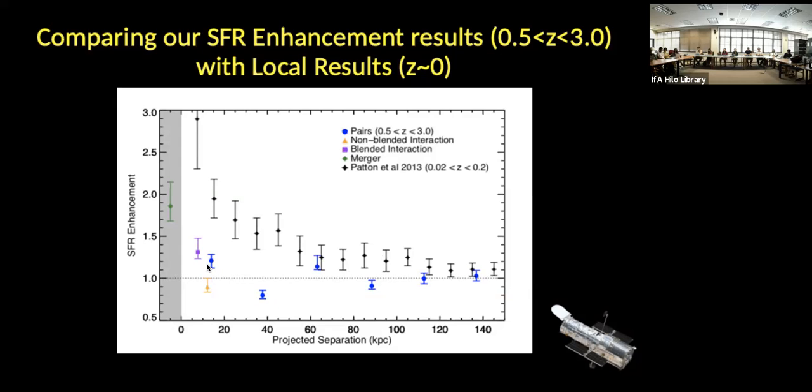Again, this is similar to what binary simulations suggested, where if you go from redshift 0 to somewhat higher redshift, the level of enhancement that you see in the interacting pairs is actually lower at high redshift compared to the low redshift.